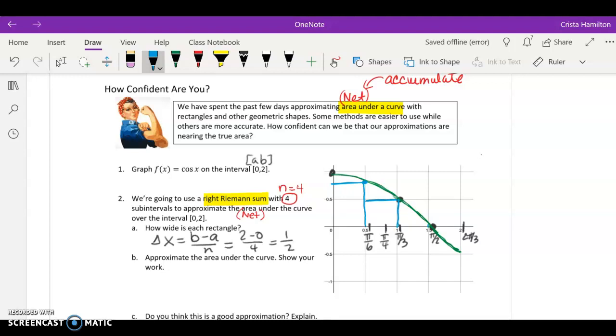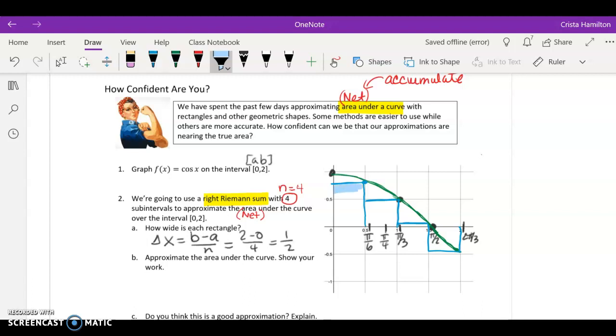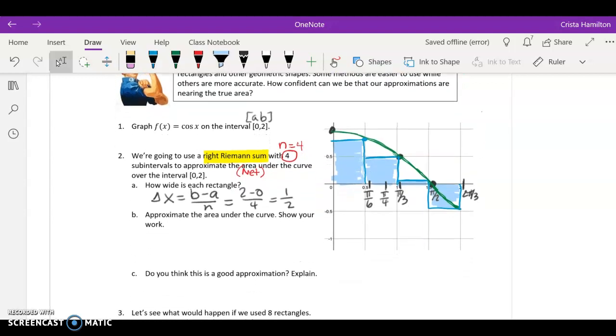At 1.5 would be the next rectangle coming across, really short little rectangle here. And then at 2, remember it's a right rectangle, so it would come across and be there. So taking a look at our actual area that we're going to use to approximate, I'm going to highlight it here in blue. And so that's going to be our 4 rectangles we're going to use to approximate our area under the curve.